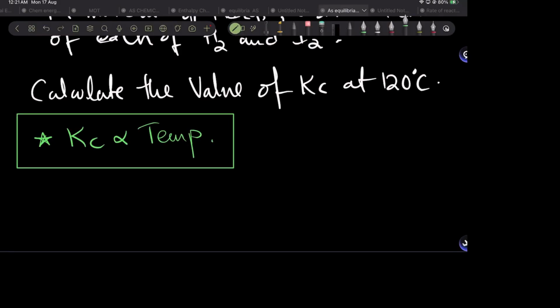Remember that. Neither concentration, neither anything else can change the value of Kc, but temperature can change the value of Kc because Kc is temperature dependent. All right. At a specific temperature, Kc will remain constant. But if you change the temperature, Kc will change. But if you change the concentration, pressure, any other factor, then the Kc value does not change. It remains the same as long as the temperature is the same.